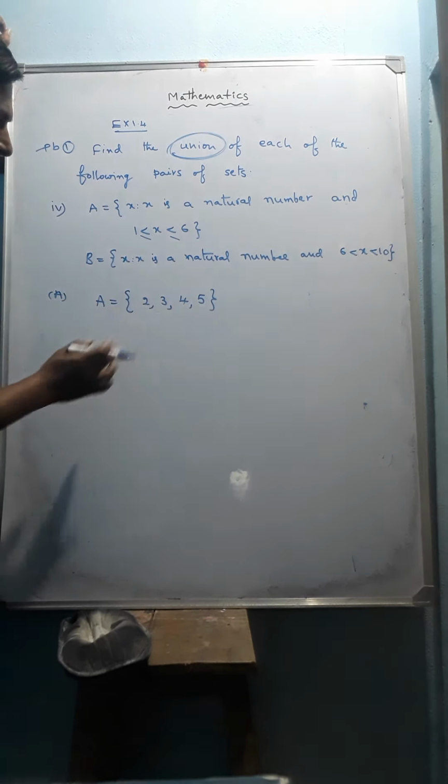So A is equal to the set {1, 2, 3}. B is equal to 5, meaning B is equal to the null set. Null set means there is no element. So we want the answer for A union B.